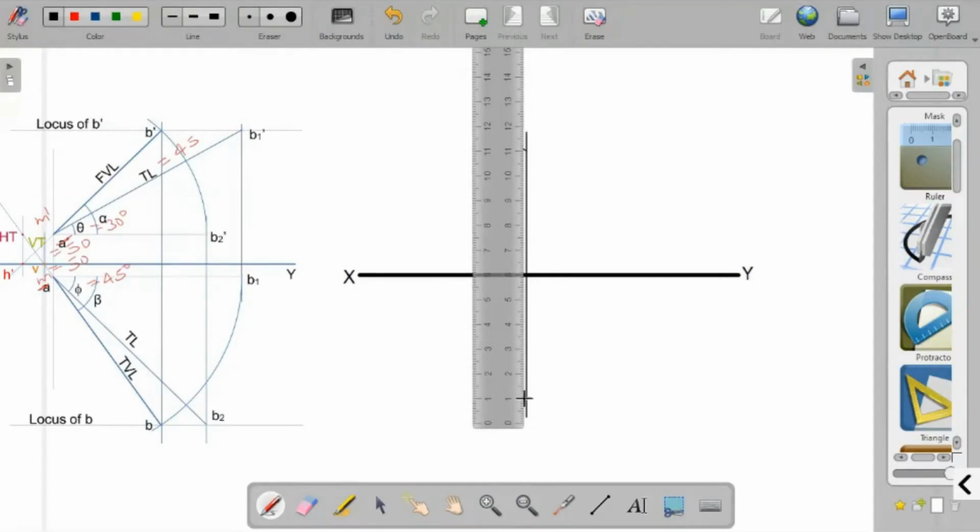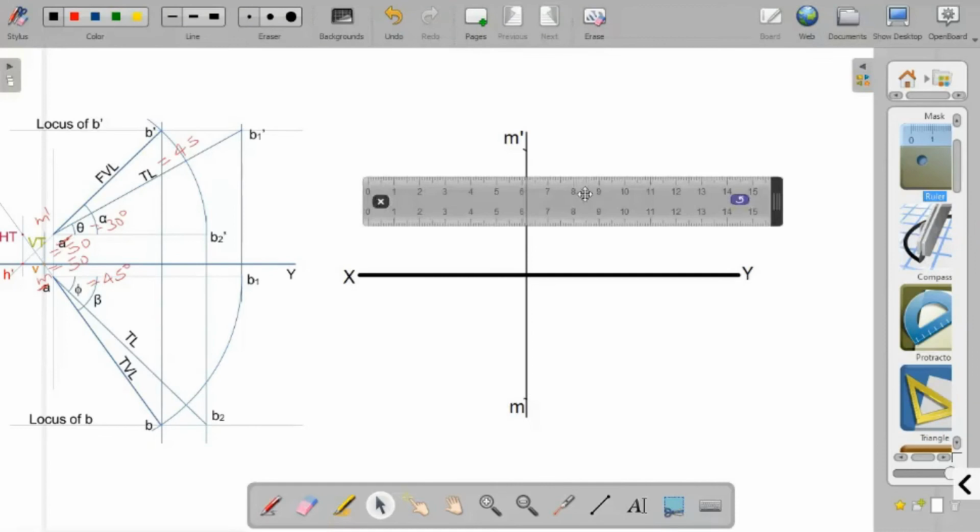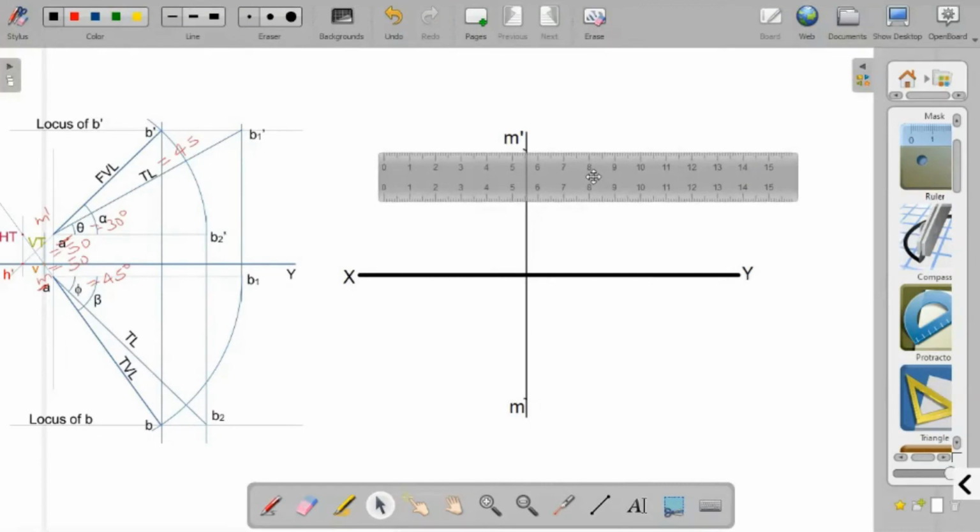So this is point M dash. Here is point M. Now from both these points, draw the horizontal lines. These lines are to mark or measure the inclinations.